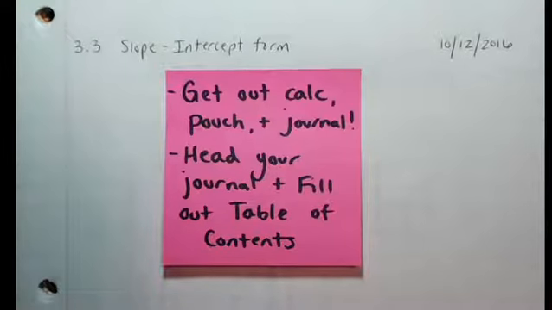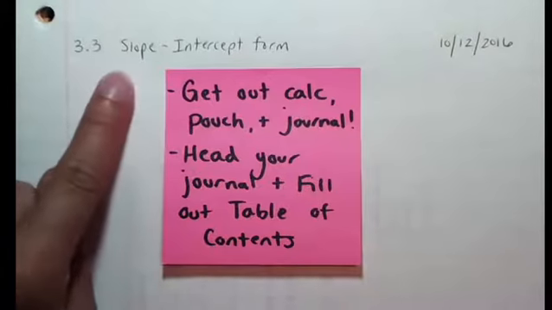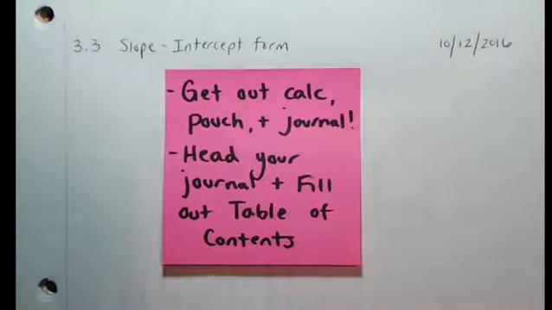Alright guys, there's no warm-up today, but you need to get out your calculator pouch and go ahead and open your journal. Today we're talking about slope-intercept form, which is 3-3 in your book. And go ahead and fill out your table of contents. I'll give you another minute, and then when everyone's ready, we will begin.